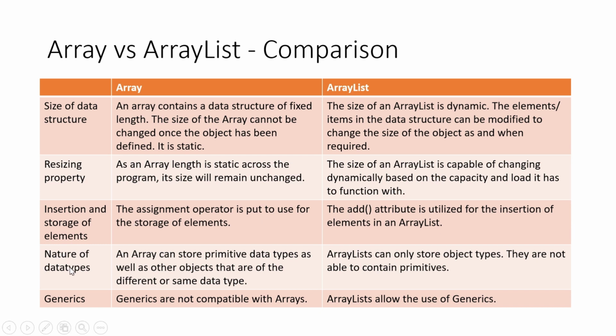Nature of the data types. An array can store primitive data types as well as objects, so it can store all types of objects or primitive data types, but an array list can only store objects, not primitives. For generics, an array does not support generics, it is not compatible with that. An array list supports the generic syntax.